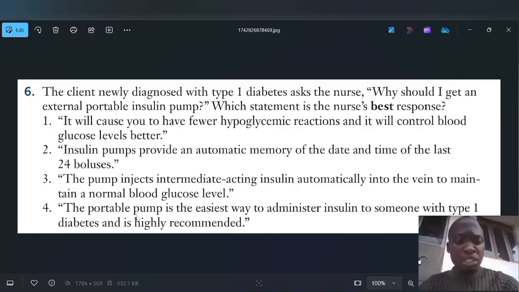Number 4, the portable pump is the easiest way to administer insulin to someone. No, it's not the easiest way. Actually, it needs some technicalities. That's why most patients often use the traditional way, and with time they graduate to the external portable insulin pump because this one is self-managed. So the answer was number 1.